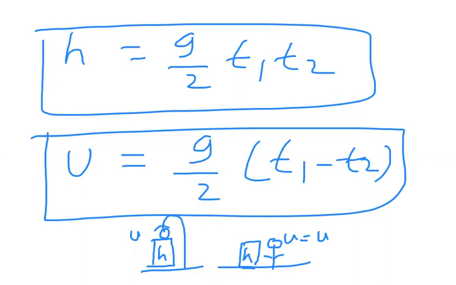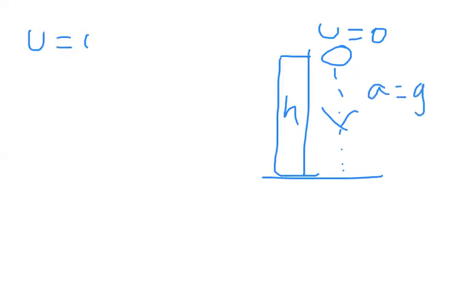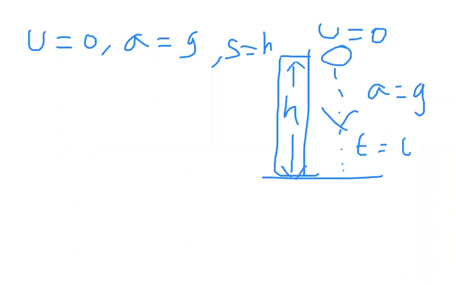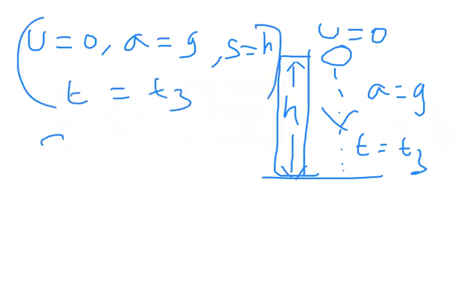Now let us take the third situation, that is freely falling. In freely falling, again from the same height, we are discussing. Height is the same, h. Here freely falling means a equal to g. So u is equal to 0, a equal to g, and s is equal to coming down, height h. Time t is equal to t3. Substituting in the formula, s is equal to ut plus of at square.